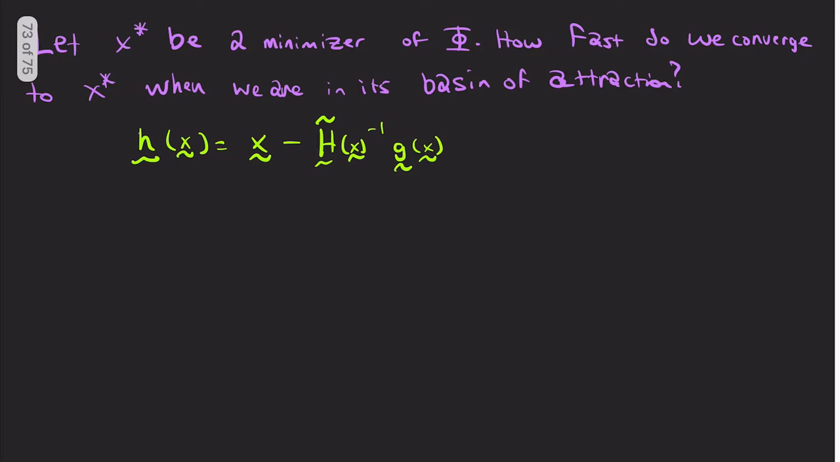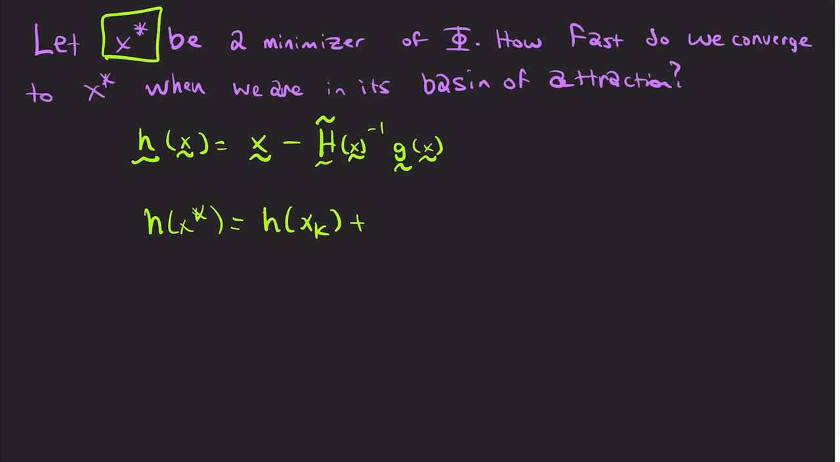But I'll go ahead and drop these tildes in the next step because it'll just clutter things up. So let's expand h around this minimum x star that I labeled here. So x star is the minimizer of phi that we're within the basin of attraction. We kind of know we're going to converge there. We're close to it.